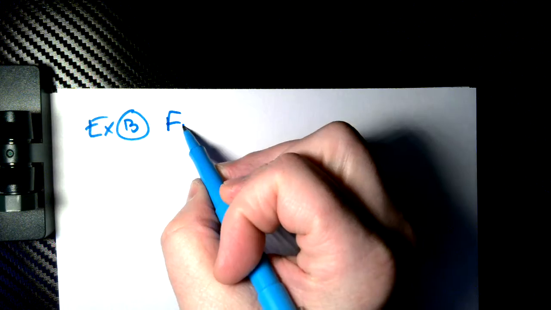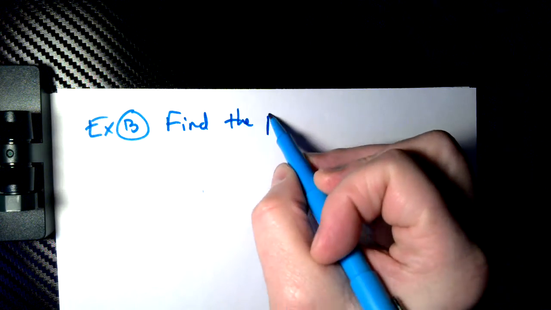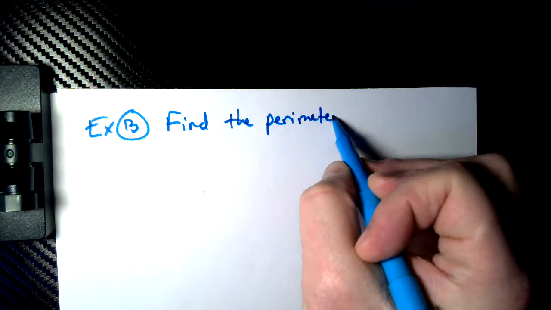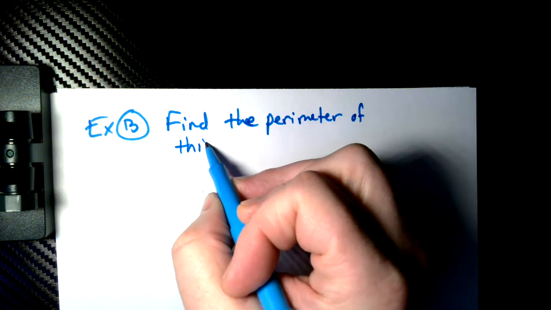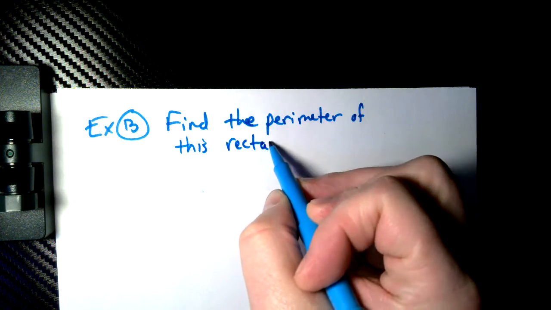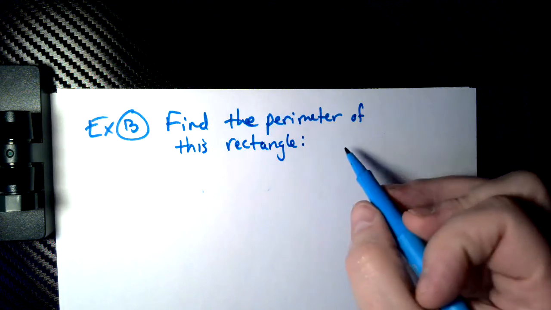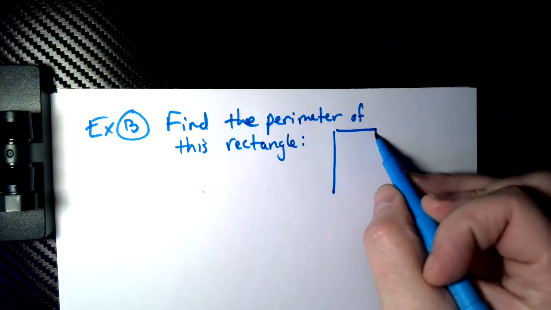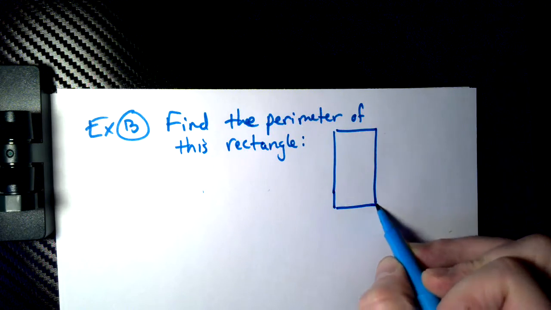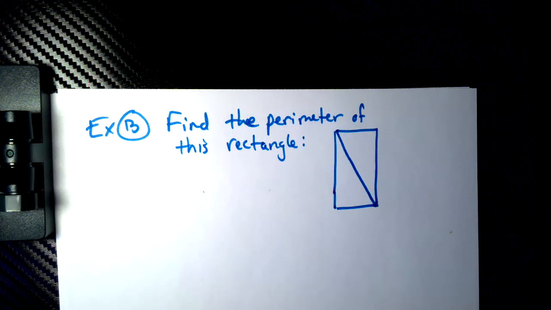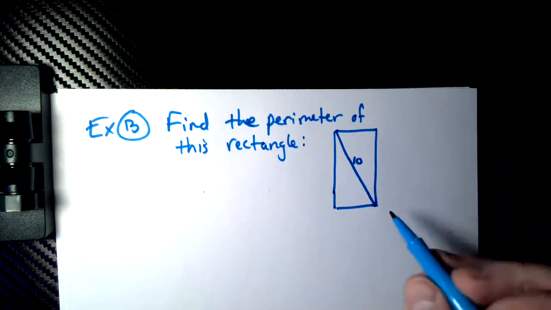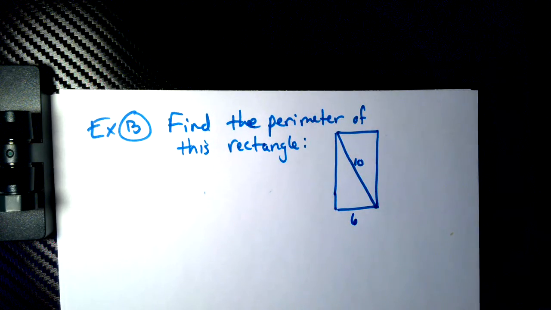Let's try example B. Example B, it's going to say find the perimeter of this rectangle. So it's going to go like this, across, one big old diagonal. All right, let's see. This is going to say 10. It's going to say 6.